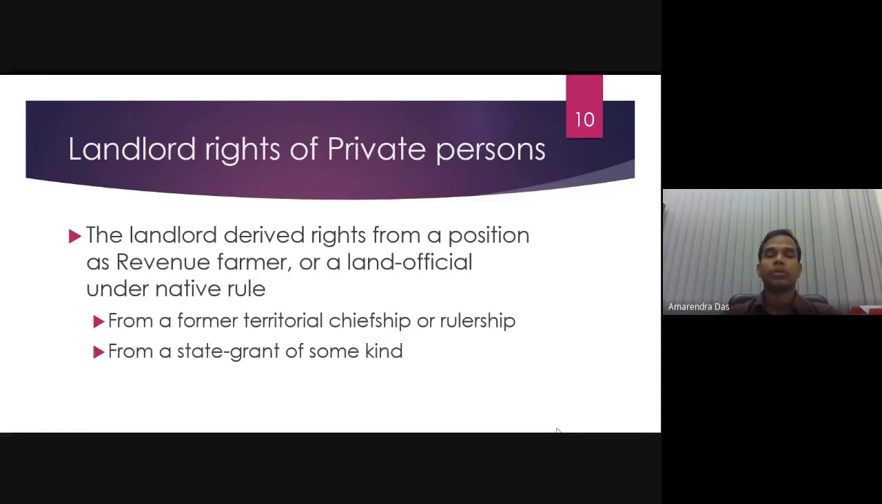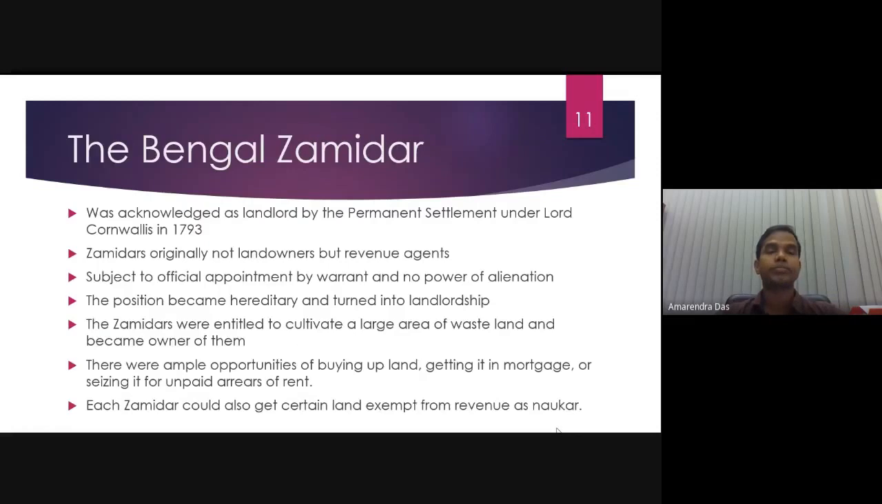Either your predecessor, your family member, or your father was serving in the British administration. So that's how he was a chief territorial officer or the ruler. So you inherit that, or you basically get a state grant of some kind. That's how you inherit the landlord rights over the land.